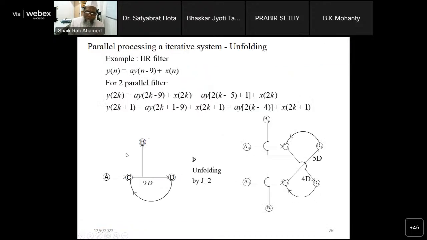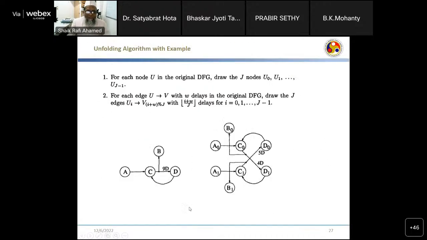If I consider the same previous example, between C to D, how many delays are there? 9 delays. Now, in the two unfolded DFG, we have two C's, C0, C1, two D's, D0, D1. So whether C0 will go to D0 or D1, that will be decided by this formula. So if I consider C0, U is C, so I is 0. And V is D, (I plus W) percentage J. For C0, I is 0, and W is the original number of delays from C to D, which is 9. In the original system, we have 9 delays.